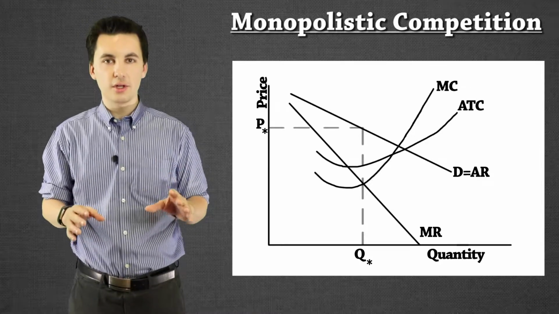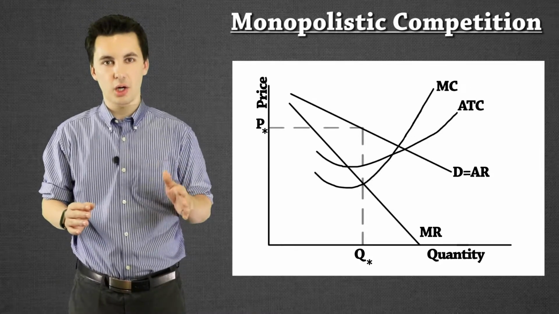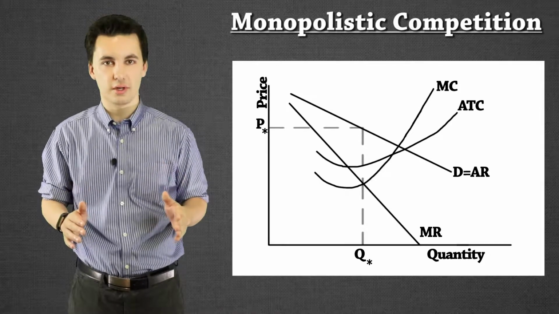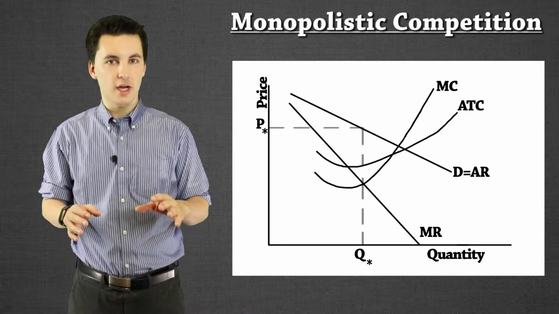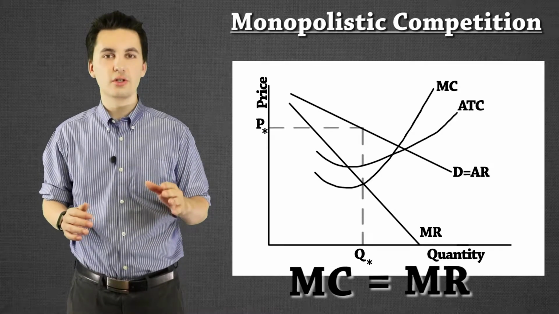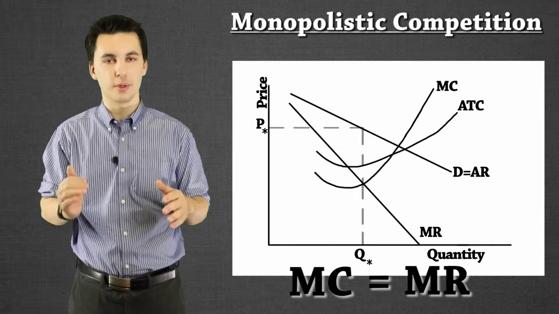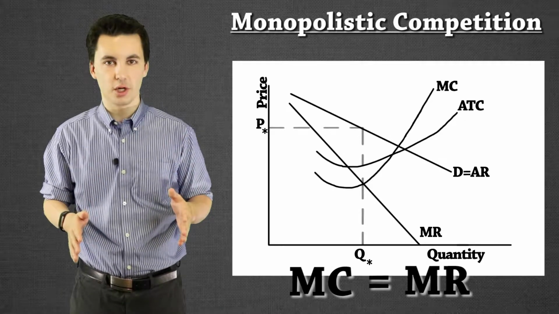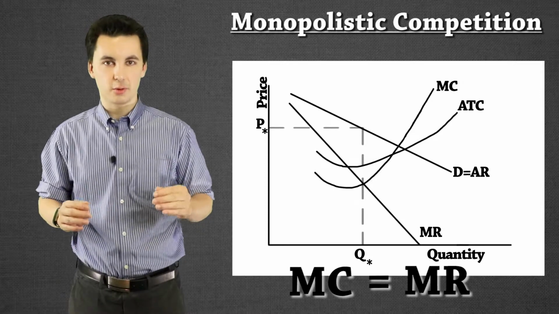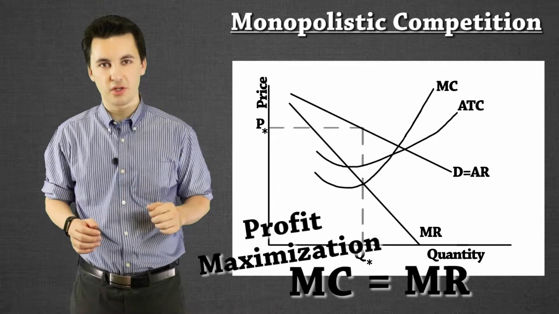So for here, the important thing to understand so far is marginal revenue and our demand are different, and they're not going to be the same. Now, we're still going to have to find where MC equals MR. Make sure you remember that. That's going to be the same for a monopoly, for monopolistic competition, and also for a perfect competitive market. Always MC equals MR. That's our profit maximization point.